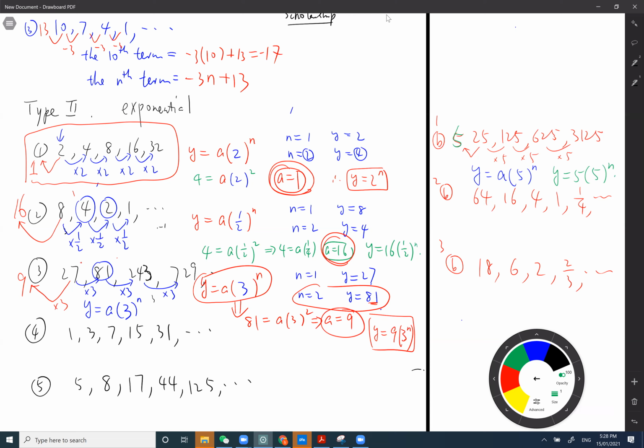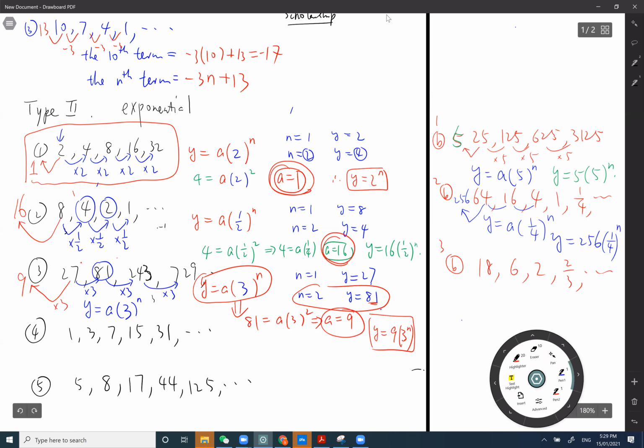Elisa, number 2b. Your answer. First, y equals a times what to the power of n? Divided by 4 is a quarter. What's the previous one? Yeah, because divided by 4 you got 64, so 256. So the answer y equals 256 times a quarter to the power of n.